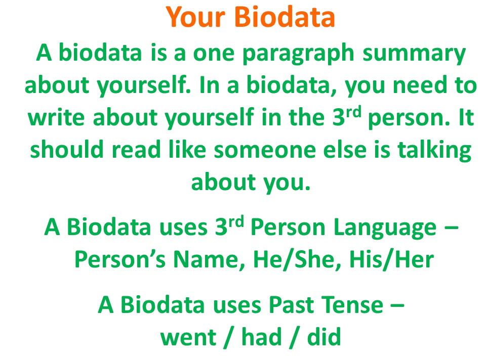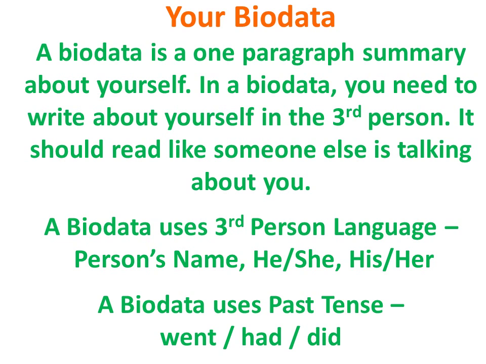A biodata is a one-paragraph summary about yourself, and in this biodata you need to write about yourself in the third person. It should read like someone else is talking about you. So just a reminder again, a biodata uses third-person language, the person's name, he, she, his or her, and a biodata uses past tense. Went, had, did, was.